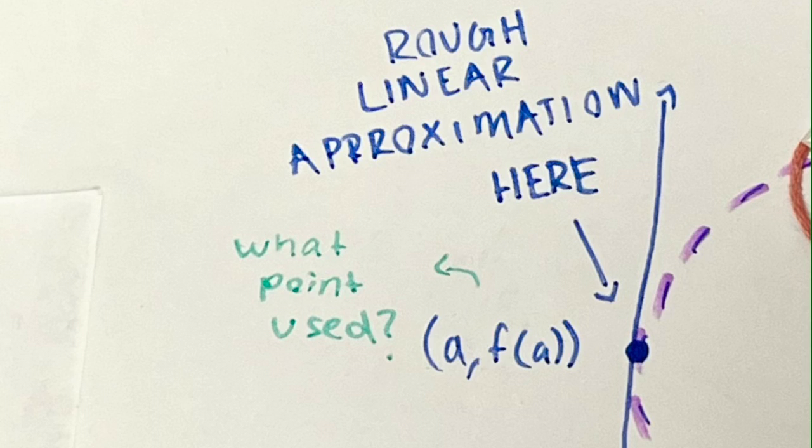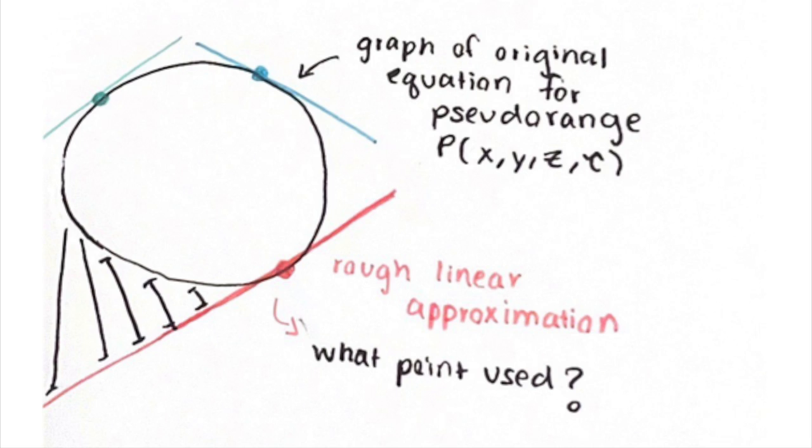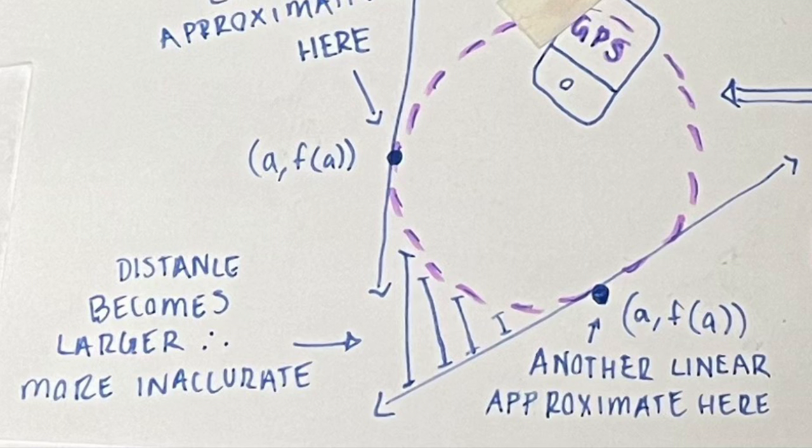What point do we approximate around? GPS receivers approximate around any set of values that satisfies this pseudo-range equation. Thus, any set of values that are found on this circle can be used. We don't want to use 0 because, as you can see, the farther the value is from the approximated point, the less accurate the line is. That is why we approximate using known values that are somewhat close to the point we are looking for.